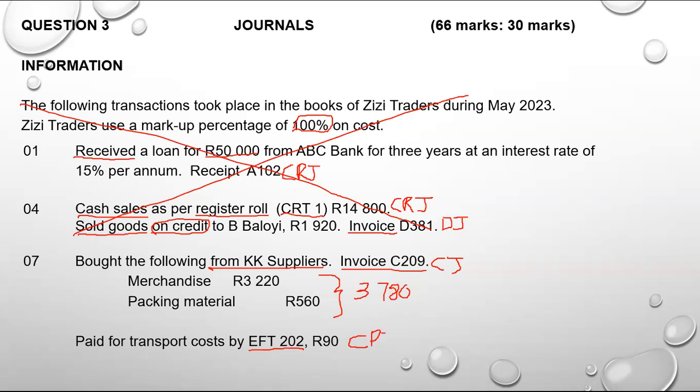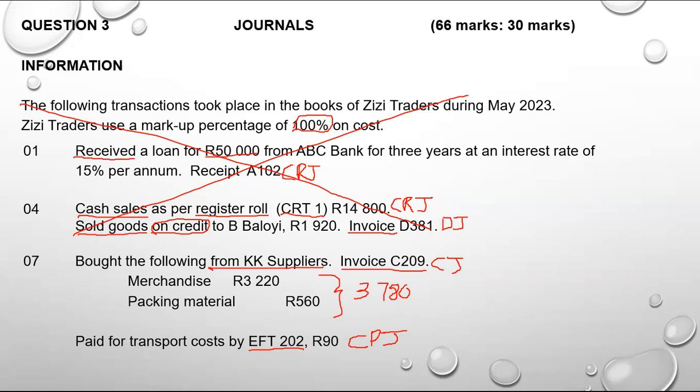But here is a question. When we record it in the CPJ, do we record it as trading stock or do we record it as transport cost? If we paid for transport to deliver trading stock to the business, it'll be recorded under trading stock. But here they didn't specify because it was for delivery of merchandise and packing material. So that 90 rand, we won't include it under trading stock. Instead, we'll include this as transportation cost. Let's go to the CPJ.